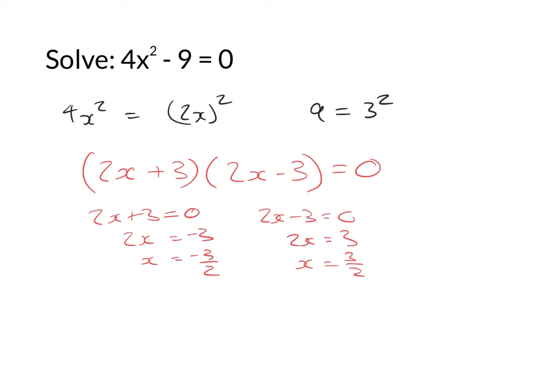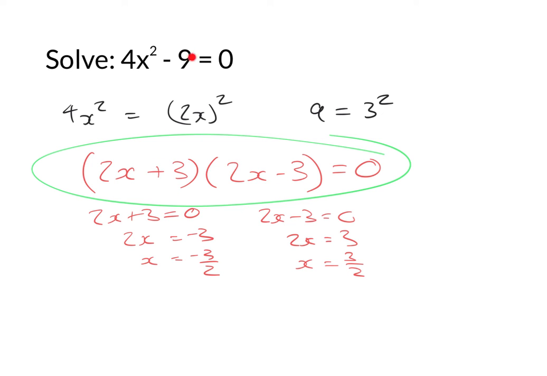Now you may be a little confused about this, but if you just expand it out, you would get 2x times 2x is 4x squared, 3 times minus 3 is minus 9, and you would have 6x minus 6x, and they would cancel. So that's how you can get straight to that factorization. Let's have a look at another example.